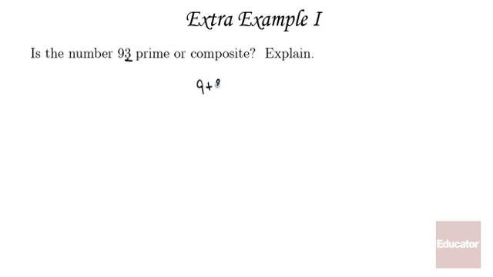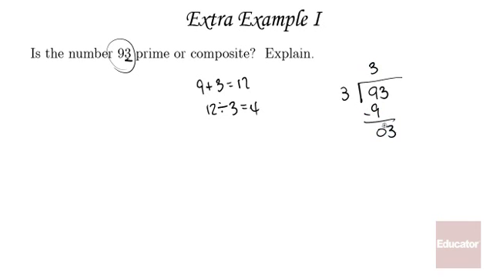9 plus 3 equals 12. And 12 can be divided by 3. So I know that 93 can also be divided by 3. 3 goes into 9 3 times, and 3 goes into 3 once.